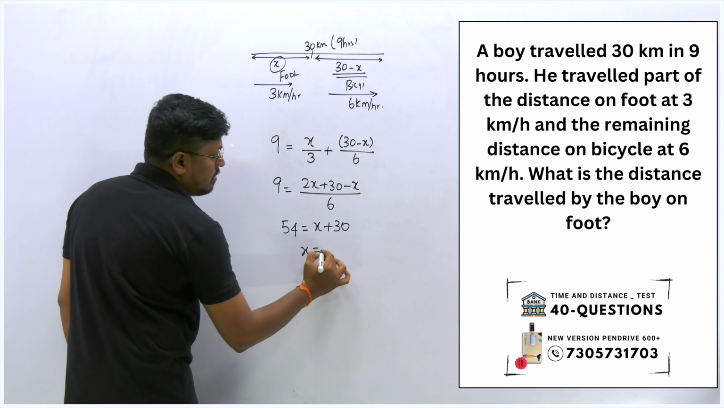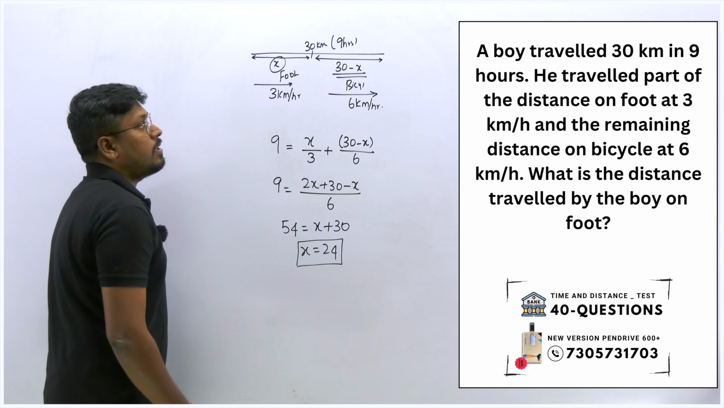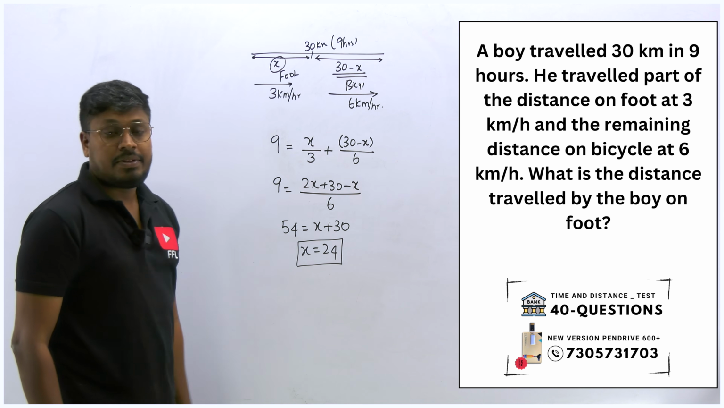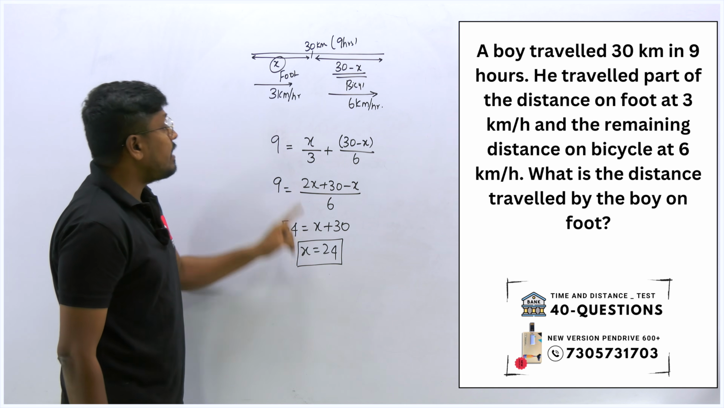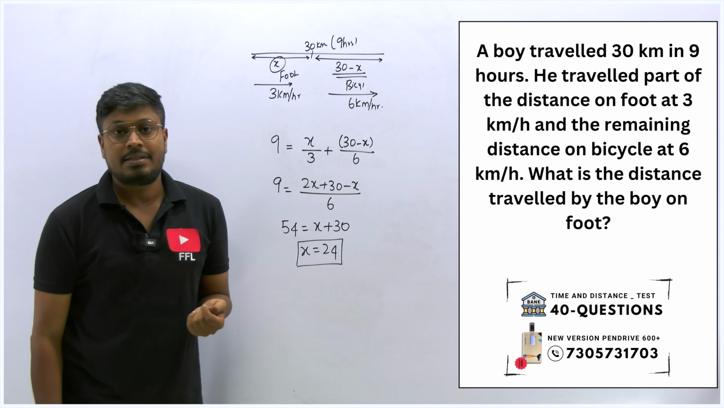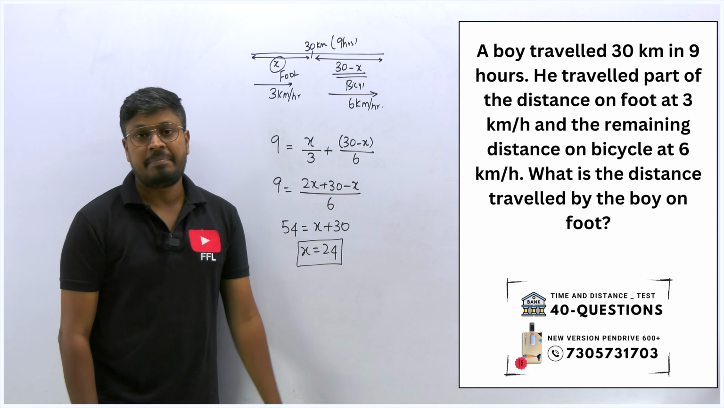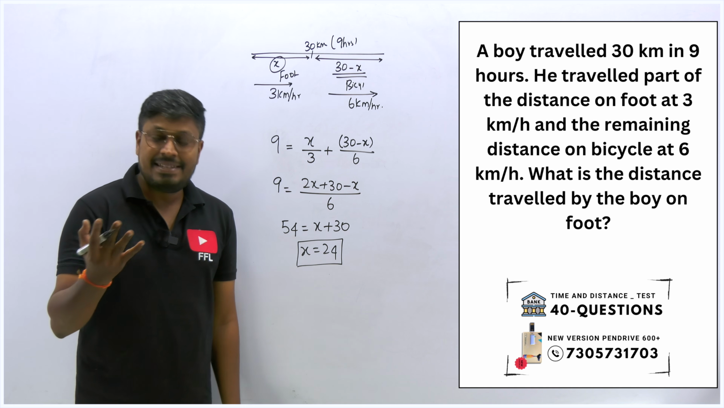So x is equal to 24. So that means out of the total distance of 30 kilometers, he initially covered the x distance by foot, that is 24 kilometers. So 24 kilometers will be the answer for the first question. So friends, understood? Very interesting and easy question too.